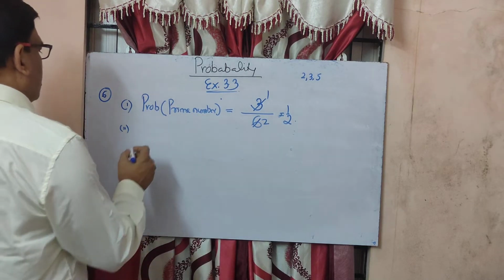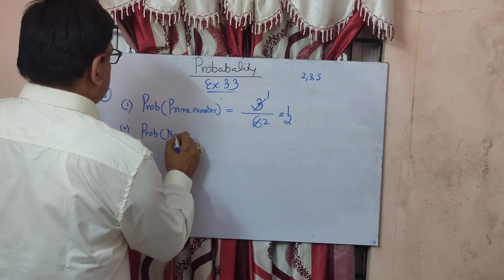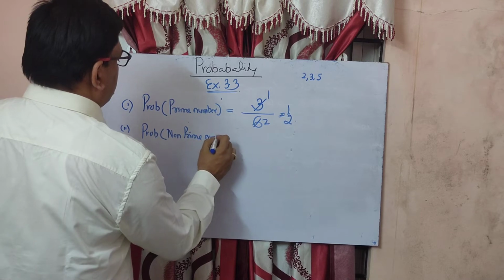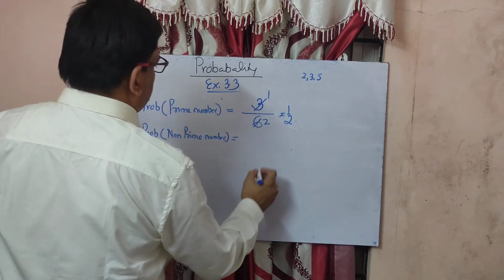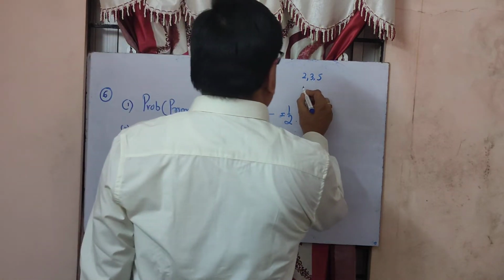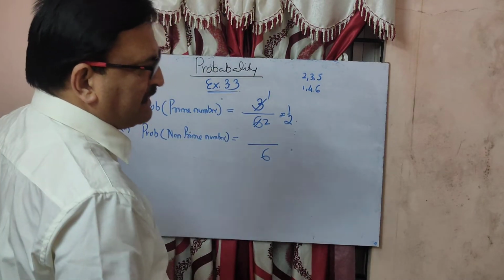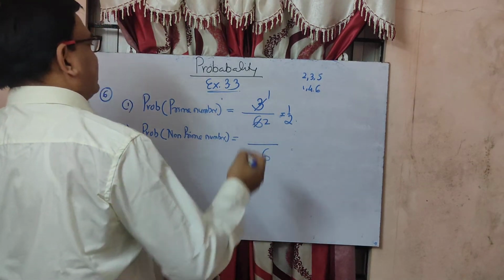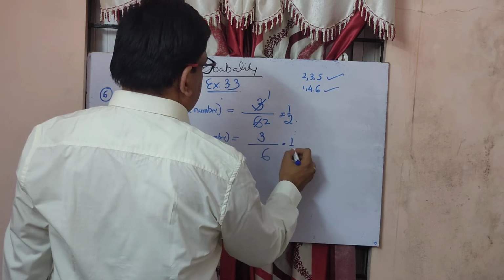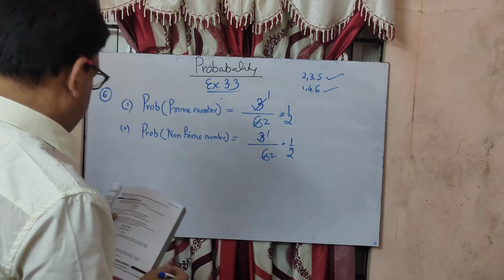Not a prime number. Probability of non-prime number. So totally there are 3 non-prime numbers: 1, 4 and 6. Totally in a dice there are 6. So out of these 3 are prime numbers and these 3 are non-prime numbers. That is 3 upon 6, that is 1 upon 2 again, if we cancel it.